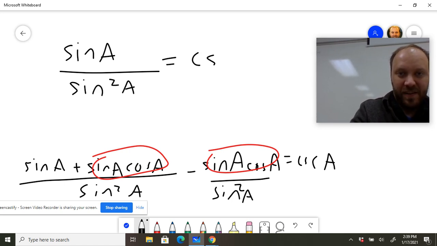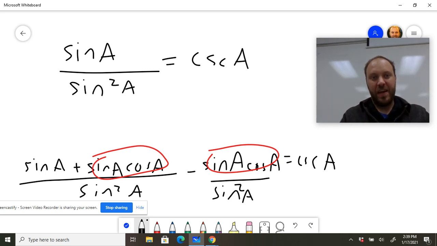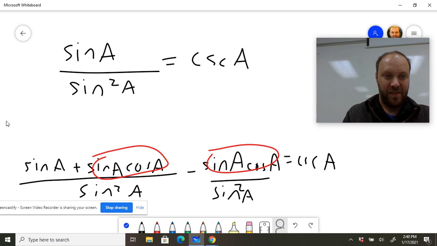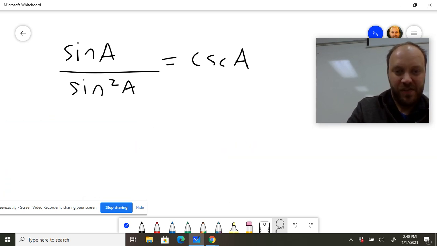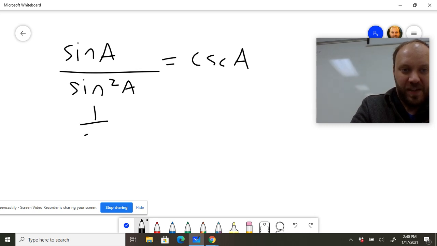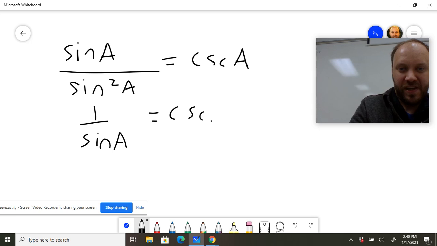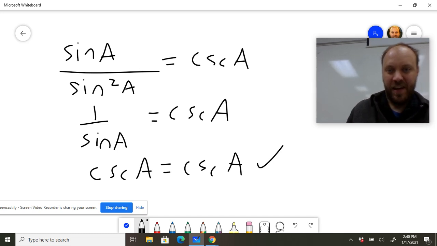And then you want to say that's equal to cosecant of a. Okay, well, that's going to be 1 over sine of a. And 1 over sine of a, of course, is equal to cosecant of a. And that'll kind of close things out. So it still technically is a couple of steps, but it's pretty easy steps. So that simplifies down to 1 over sine of a is equal to cosecant of a. And 1 over sine is equal to cosecant. And everything works out and it checks.